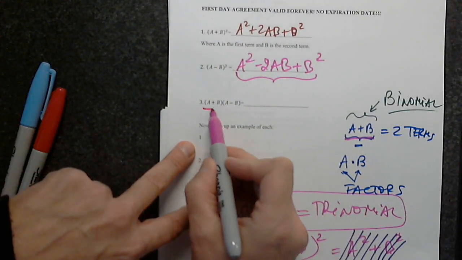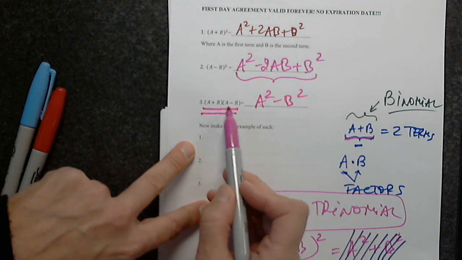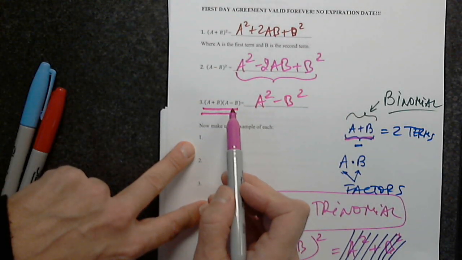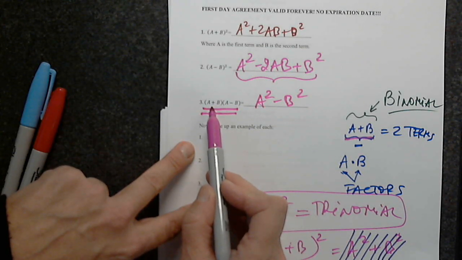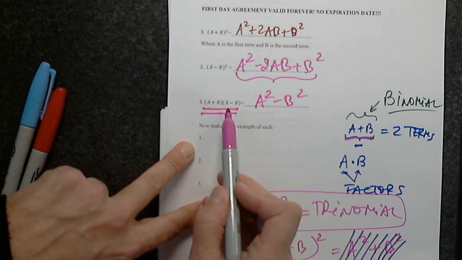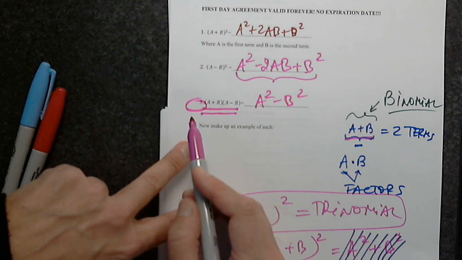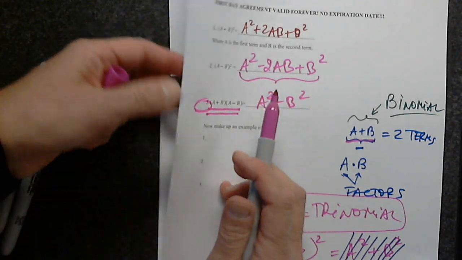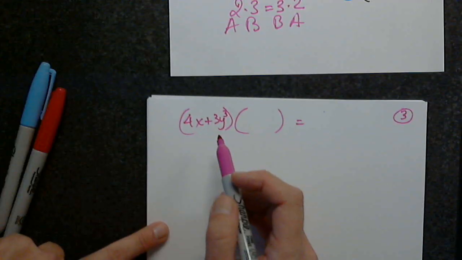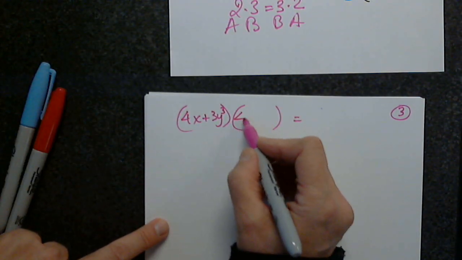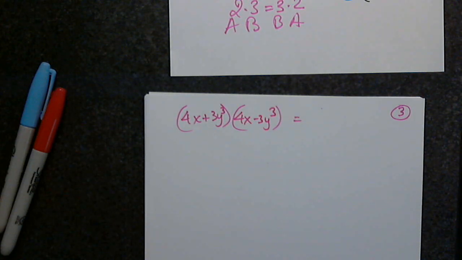Let's analyze these two. They are identical binomials, right? The only difference is that one has plus between those two terms and one has minus between those two terms. If they're not identical, you cannot use the special product. So if the first one is 4x plus 3y cubed, the second one must be the same. Is that clear? Otherwise, the special product has no meaning.